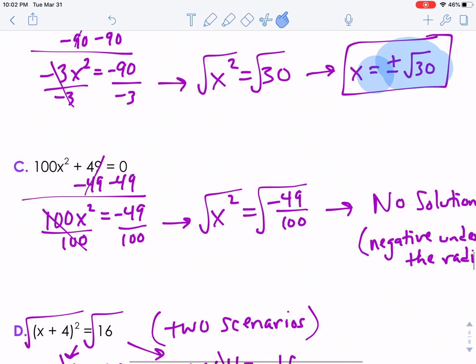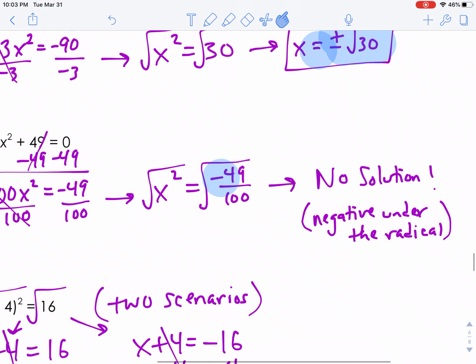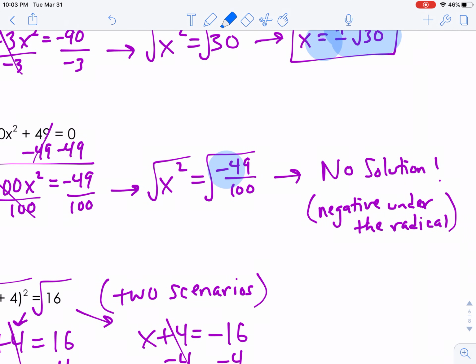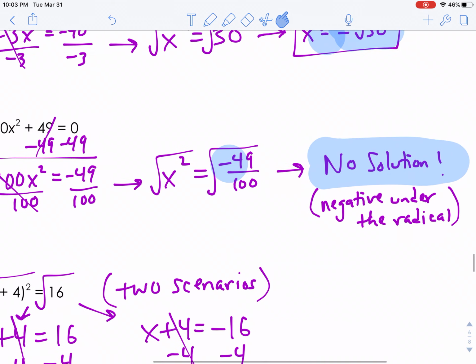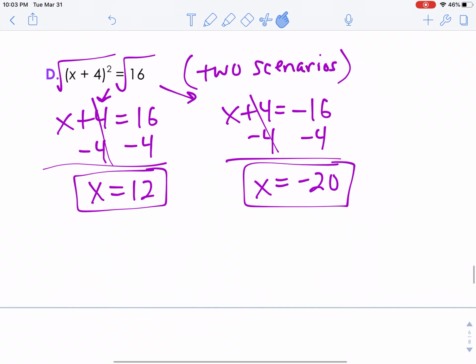Part C, little tricky. When you subtract 49 then divide by 100, you're going to wind up getting a negative under the radical. And in the last video we discussed, when you get a negative under the radical, that is no solution. You cannot take the square root of a negative number. That's impossible in math.